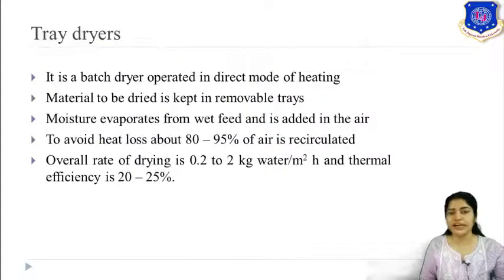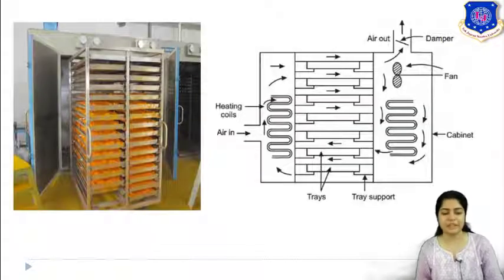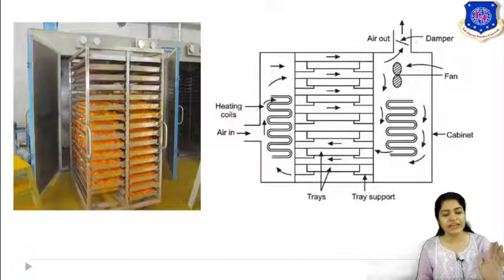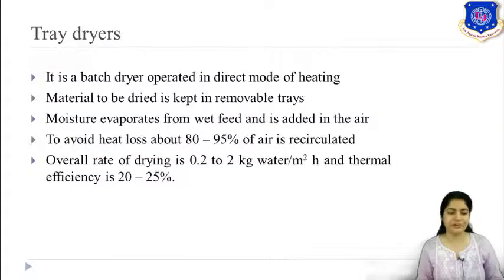The first kind of equipment is the tray dryer. First of all, it is a batch dryer, and it is operated in direct mode of heating. The material to be dried is kept in removable trays. In the figure you can see that you feed your wet solid into the trays, which are removable, and then feed them back into the equipment. So this is the construction of your tray dryer.